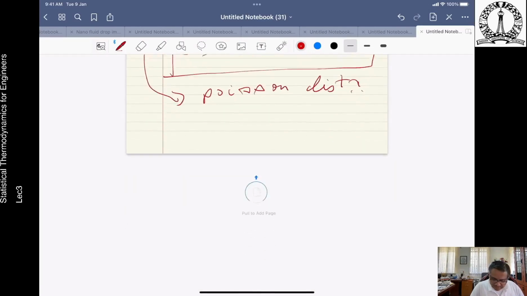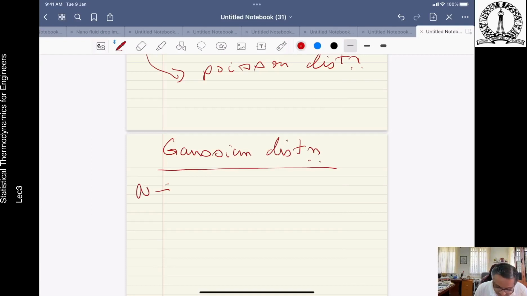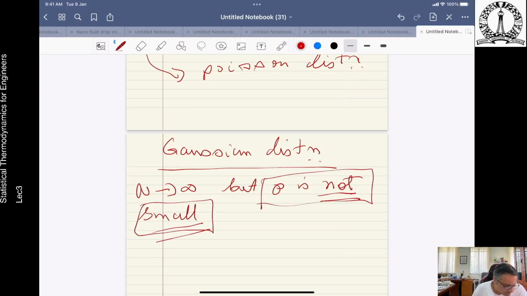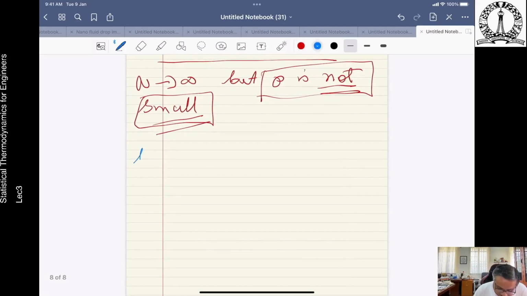Now let's look at the next distribution, which is basically called the Gaussian distribution. So what is a Gaussian distribution? This time your n is large, but p is not small. So unlike the Poisson distribution, where p was also small, in this case p is not small, but n is still large. So what we have over here is, let's take the log.